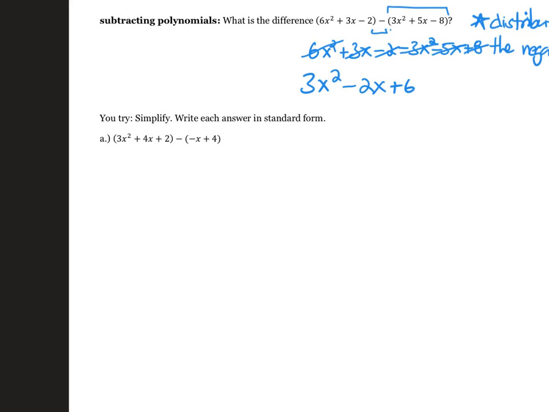Okay, so for this one, we don't want to just drop the parentheses. We want to distribute that negative across the 3x squared plus 4x plus 2. So negative times negative x gives us a positive x, and negative times 4 gives us a negative 4. And now I have 3x squared as the leading term. 4x plus x equals 5x. And then 2 minus 4 is negative 2.